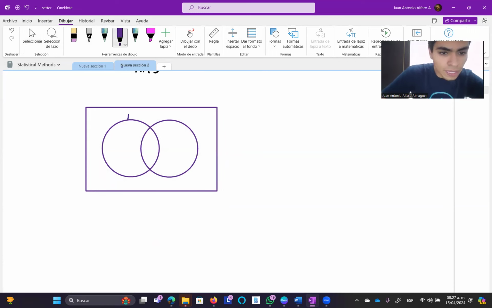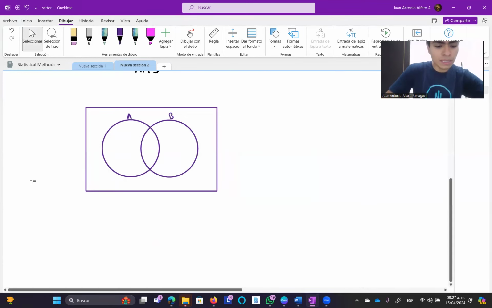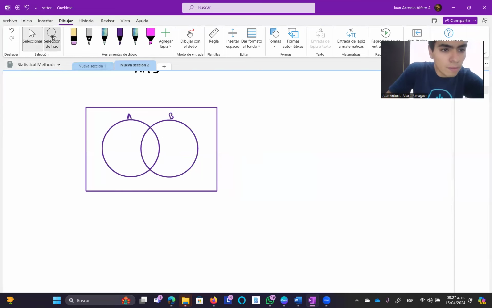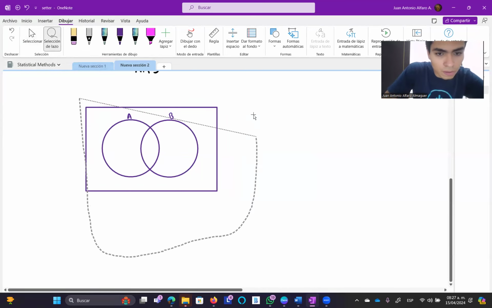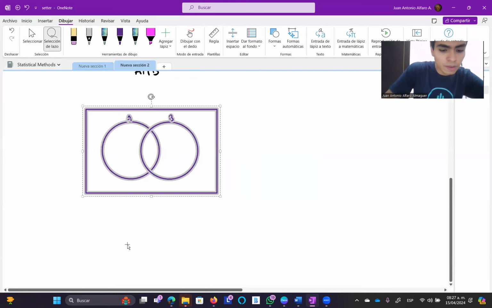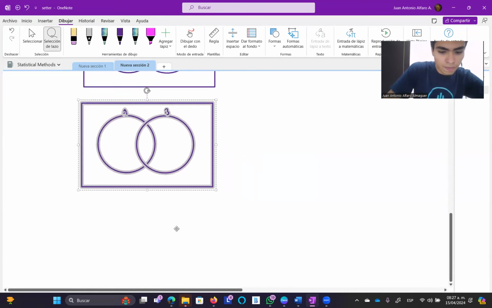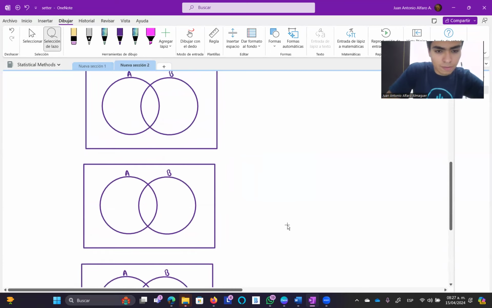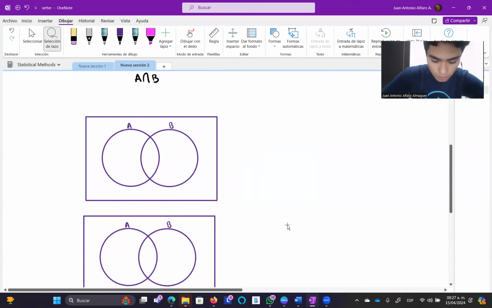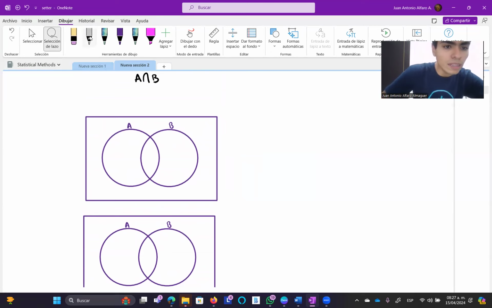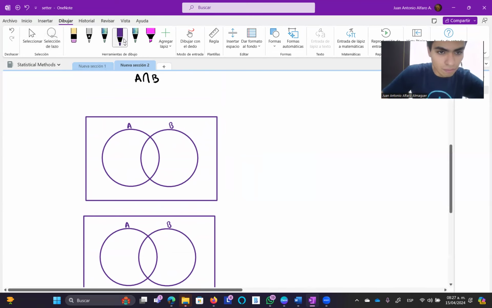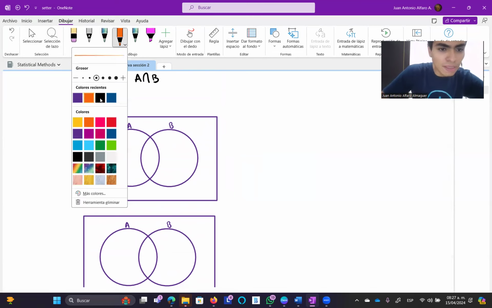If this is the event A and this is the event B, let me have various copies of all of this, so we will be using this later. Then we can talk about the complement of just A as everything that is located outside of A.